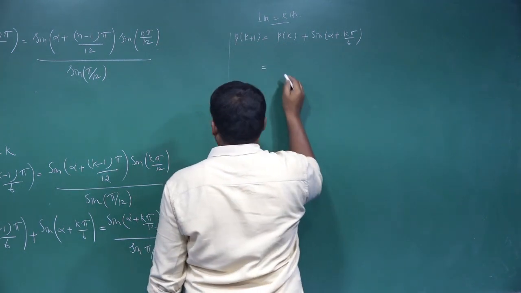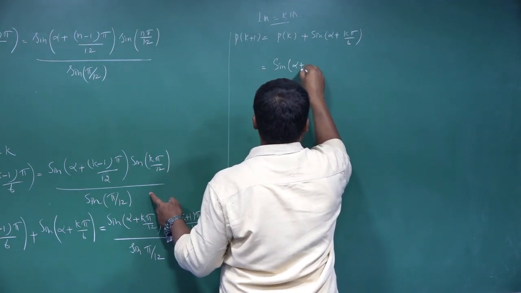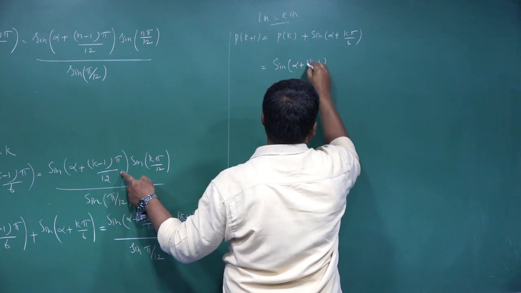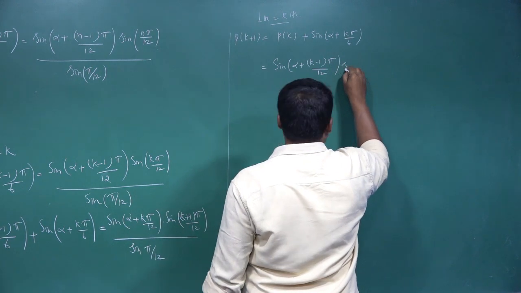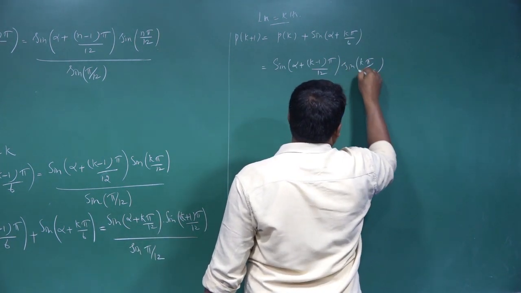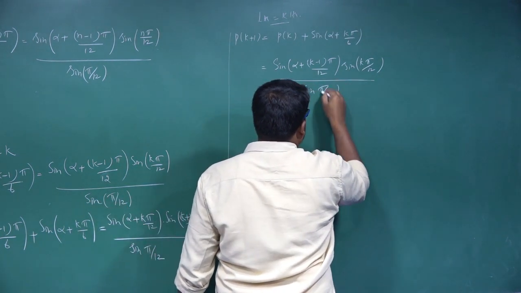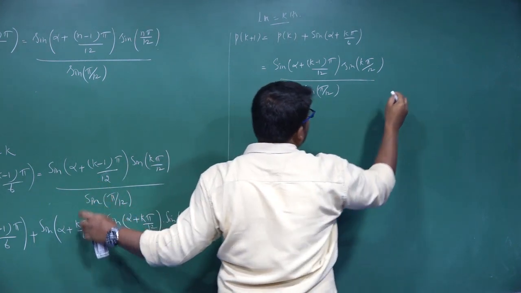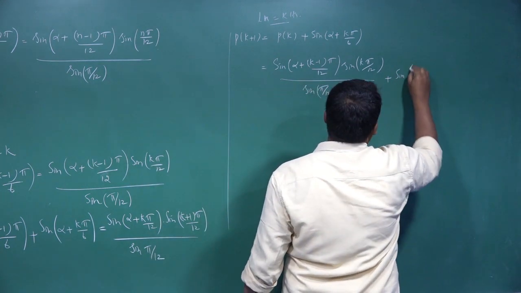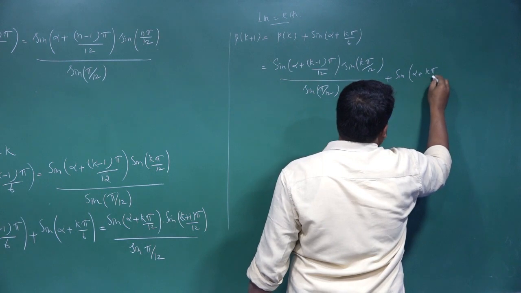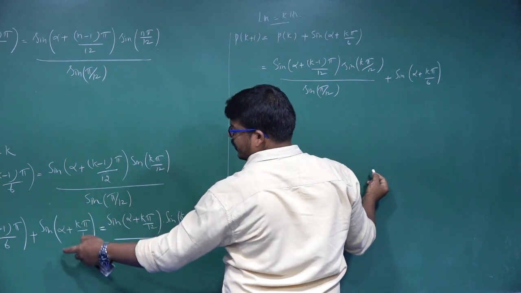Now writing P of k, we already found the result. P of k is sine of alpha plus (k minus 1) into pi by 12, into sine of k pi by 12, by sine pi by 12. That is P of k plus sine of alpha plus k pi by 6.